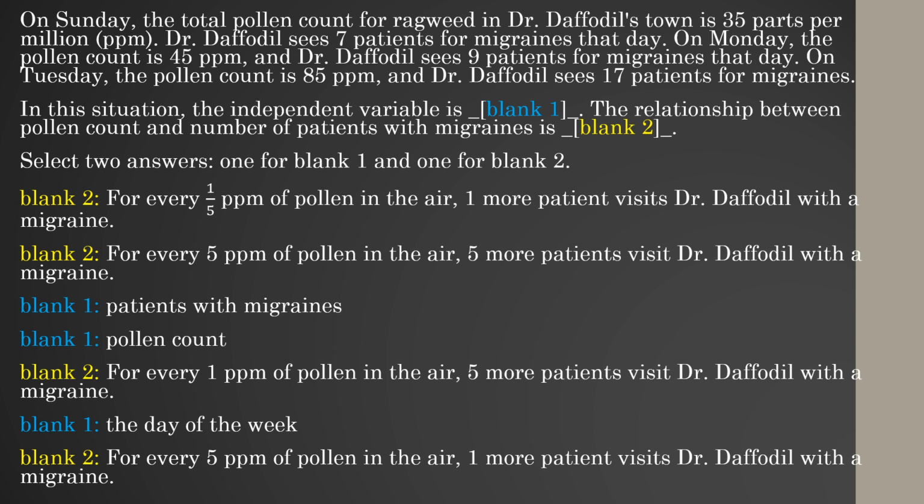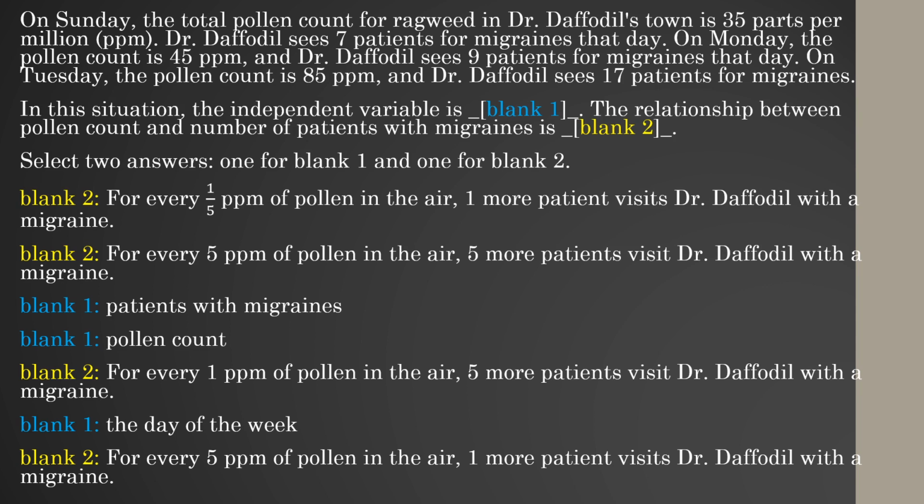Our next question. On Sunday, the total pollen count for ragweed in Dr. Daffodil's town is 35 parts per million. Dr. Daffodil sees 7 patients for migraines that day. On Monday, the pollen count is 445 ppm, and Dr. Daffodil sees 9 patients for migraines that day. On Tuesday, the pollen count is 85, and Dr. Daffodil sees 17 patients.